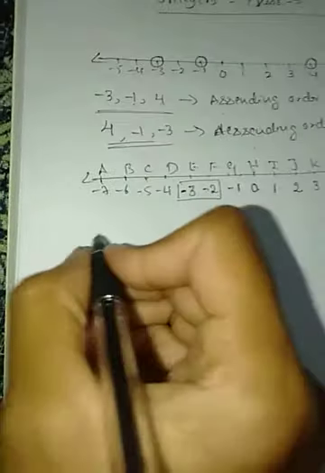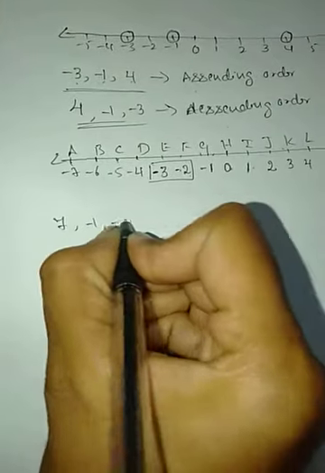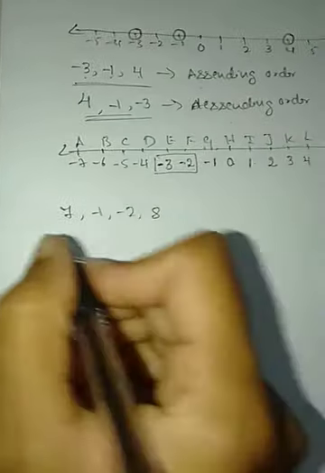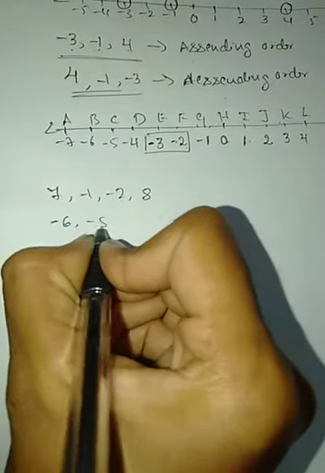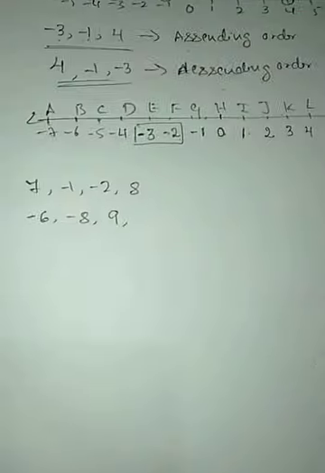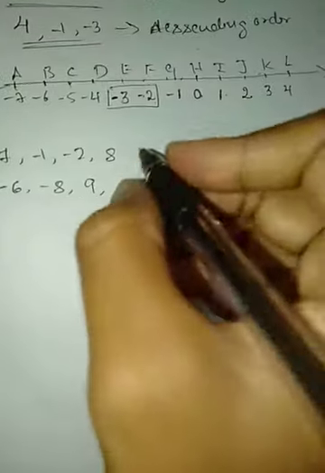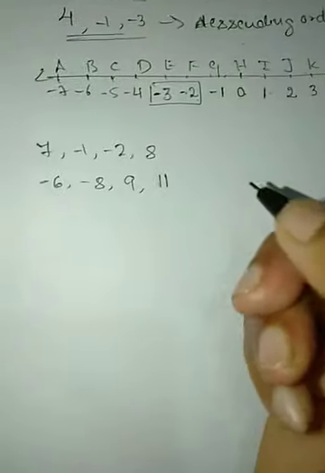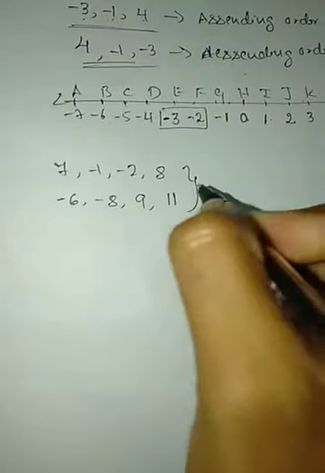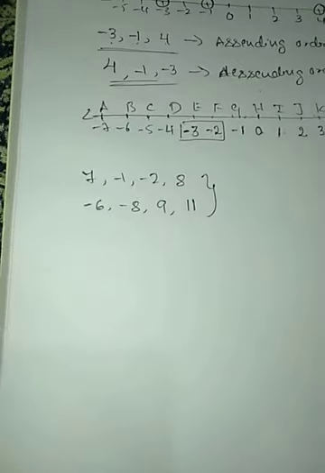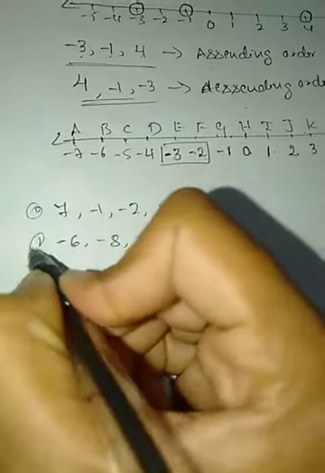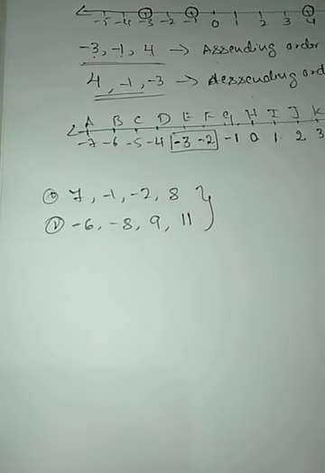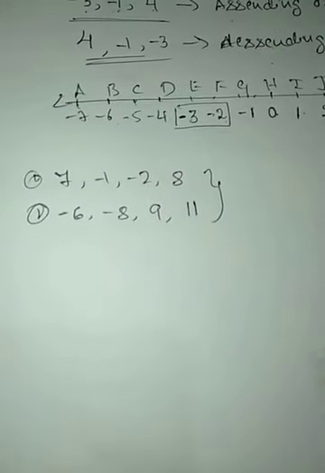Okay, so I'll give here some numbers, for example 7, -1, -2, 8, -6, -8, 9 and 11. These are integers. Just write the ascending and descending order of these in your homework book. In your homework you solve and send to me.